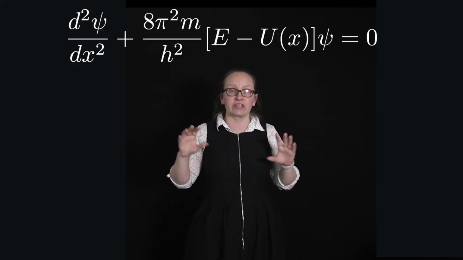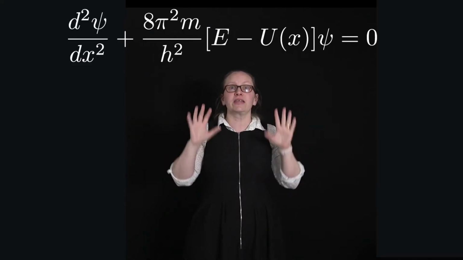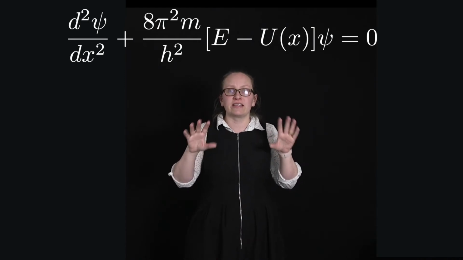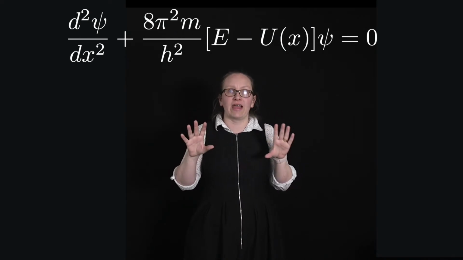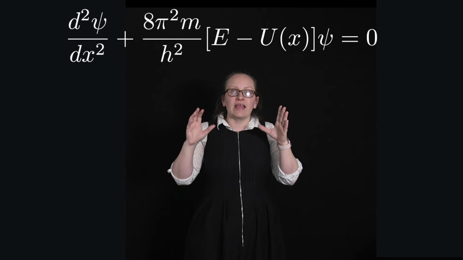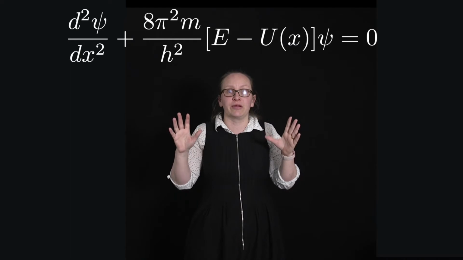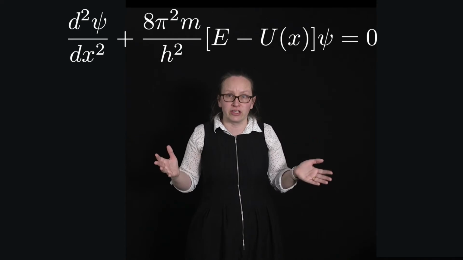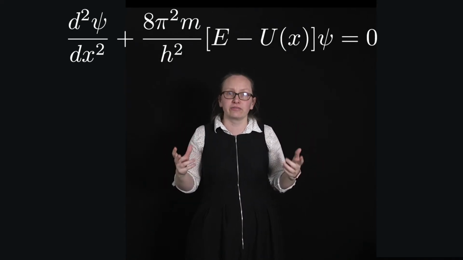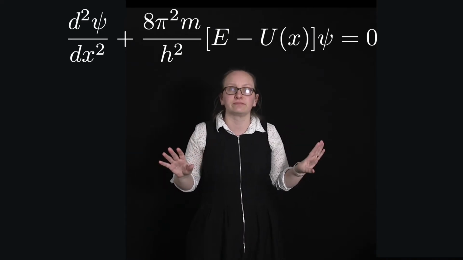So for the case where we're considering a matter wave travelling in the x direction in some potential described by U of x, we can write down Schrödinger's equation as d squared psi dx squared plus 8 pi squared m over h squared times (E minus U of x) times psi is equal to 0. The E in this equation stands for the total mechanical energy. Here we're considering the non-relativistic case, so we don't include any of the mass energy terms.